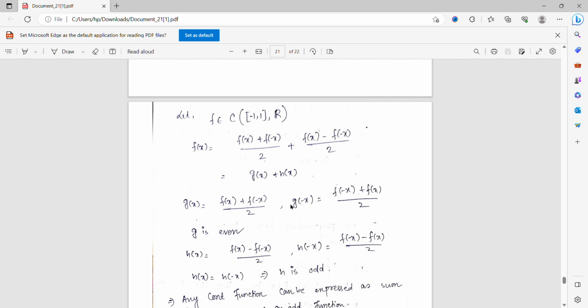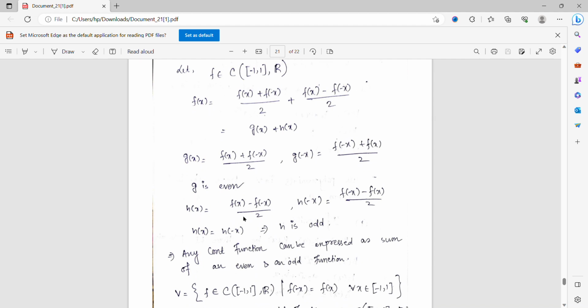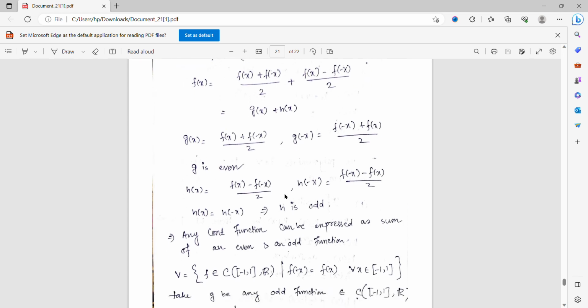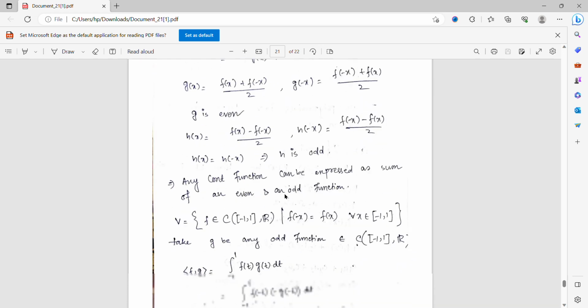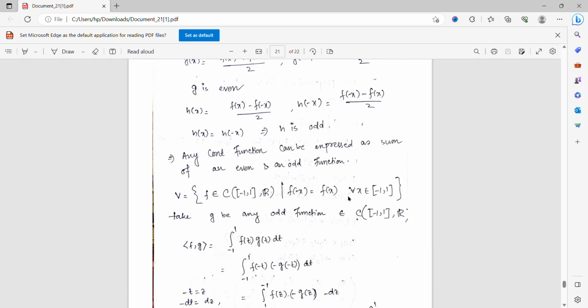So g(x) equals g(-x), then definitely g is even, and h(x) equals minus h(-x). Here I made a mistake, it is minus: h(x) equals minus h(-x), so h is definitely odd. So any continuous function can be expressed as a sum of an even and an odd function. So I have the vector space V as the set of all even functions.